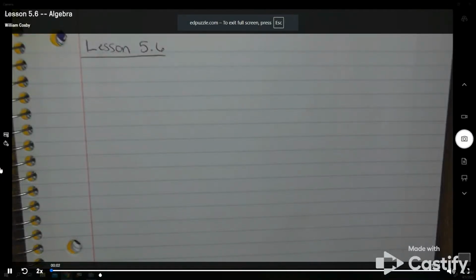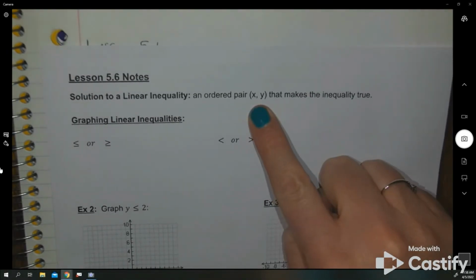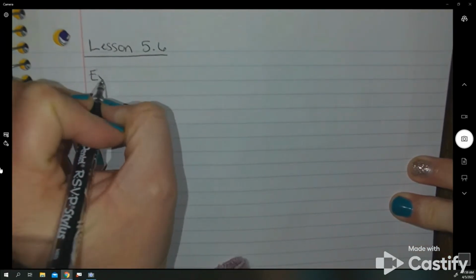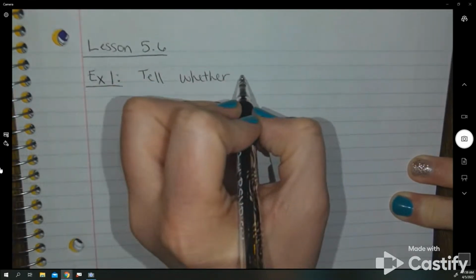This is lesson 5.6. In lesson 5.6, we're going to talk about linear inequalities. The solution to a linear inequality is an ordered pair in the form x, y that makes the inequality true. So we have dealt with inequalities before, but they were not linear inequalities. So linear inequalities take the format similar to linear equations. In example 1, we're going to tell whether the point we're given is a solution.